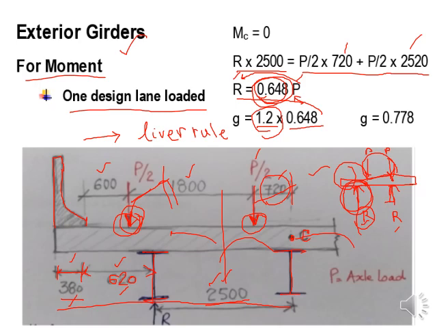Okay, this factor is going to relate your reaction, so the effect of the applied lateral directional vehicular load to the reaction created by the exterior girder. That's what we are calculating over here. That particular factor is multiplied by the multiple lane factor, and finally you are getting G equal to 0.778.